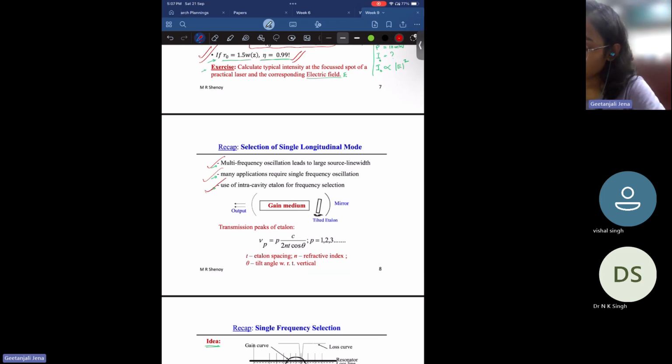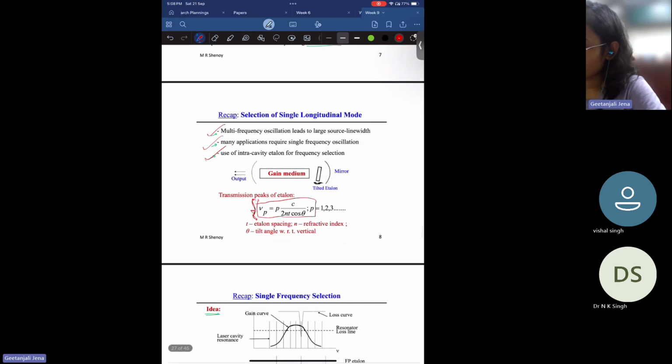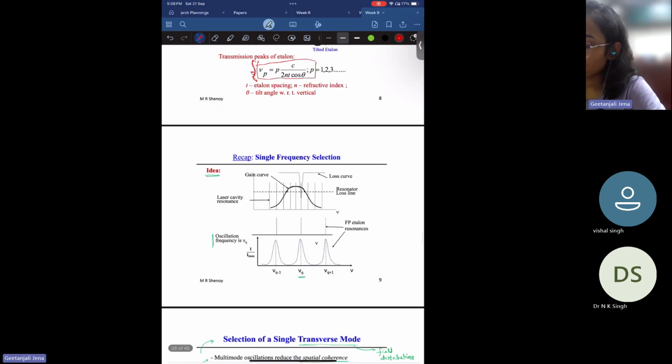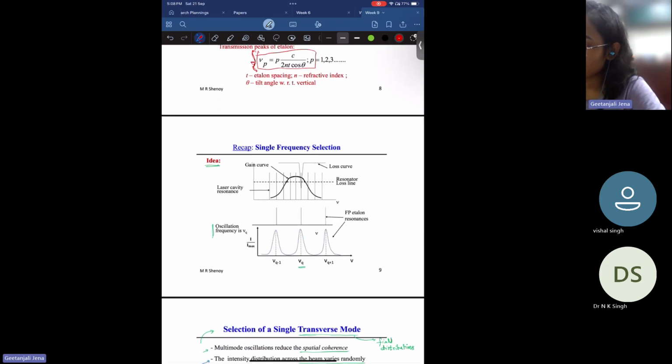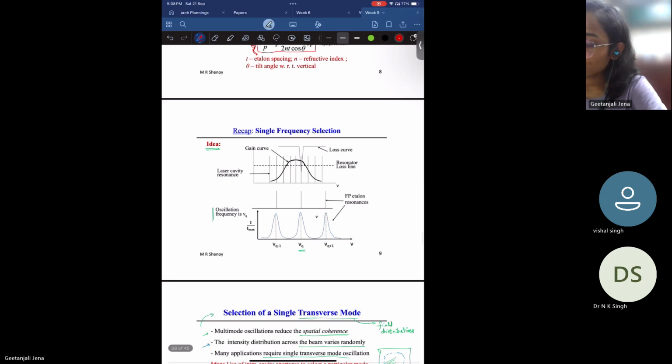And this is some of the information about where we'll get the transmission peak for the etalon, which is given by this form. And from this, by using the etalon, we have seen we can oscillate the laser cavity at single frequency. So this we have already seen earlier, so I'm not going to cover this part.